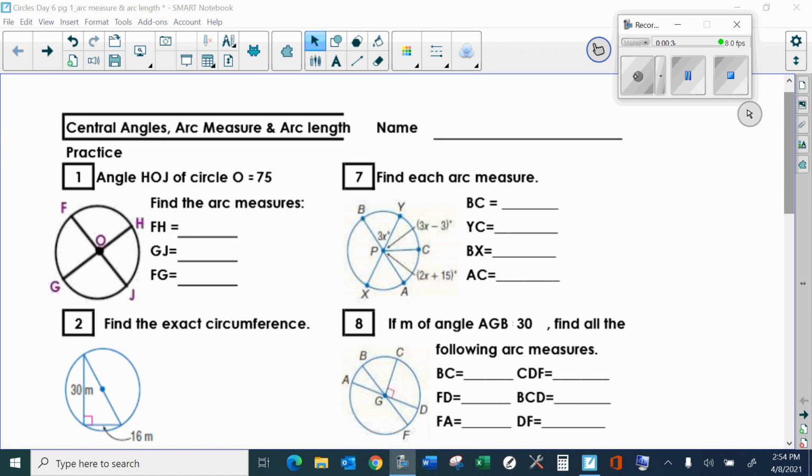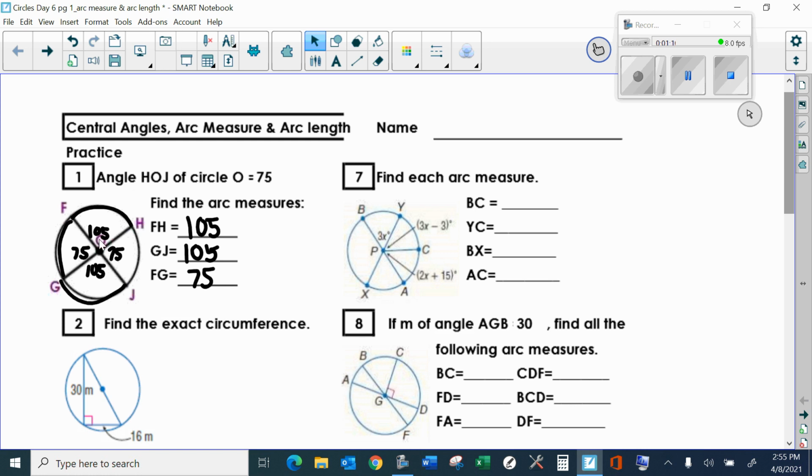DCAS sheet. All right, angle HOJ, right there, 75 degrees. We call that a central angle. We know the central angle equals its arc measure. Okay, don't forget vertical angles are congruent, and therefore we have a linear pair here, so that makes these 105. Okay, now find the arc measures. FH, we know the central angle equals its arc measure, so it's 105. GJ, 105. FG, 75. Very simple.